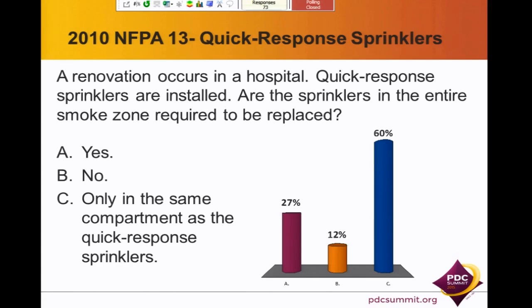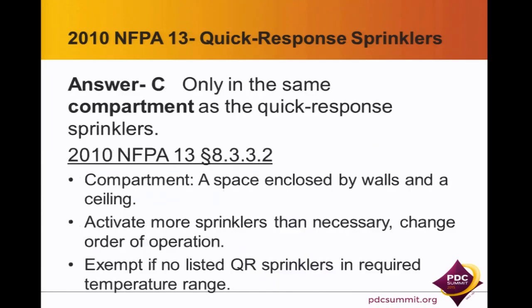All right, and the correct response is C. Very good. Now, the caveat to this is, and as Bill said with the NFPA 13 definition, that NFPA 13 defines a compartment as a space enclosed by walls and a ceiling. So essentially that means if we were to replace the sprinklers in this room, only the sprinklers in this room would be required to be quick response.